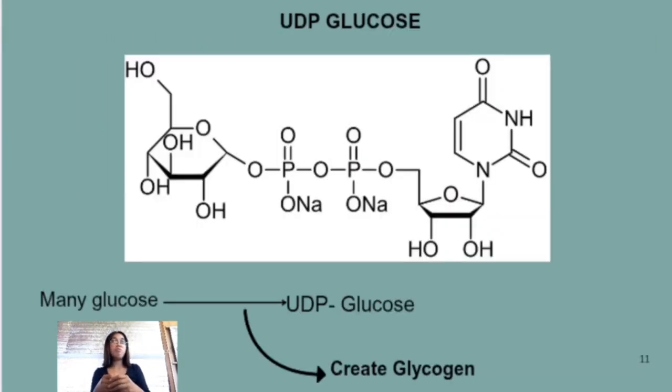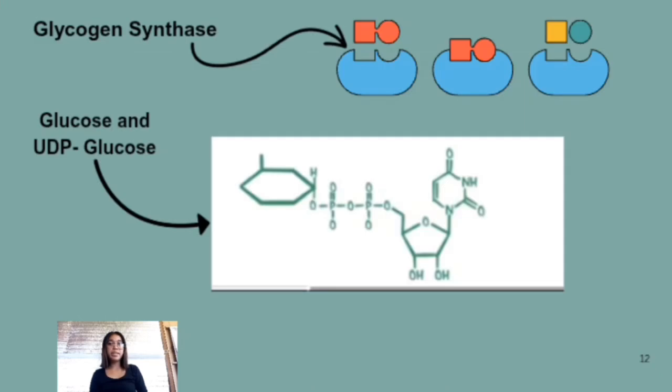Once many glucose molecules are converted into UDP glucose molecules, we're ready to create glycogen, and an enzyme called glycogen synthase catalyzes the attachment of the glucose part of UDP glucose to another glucose residue at the end of the glycogen branch, forming an alpha 1,4 glycosidic bond. Then, glycogen synthase requires a protein called glycogenin.